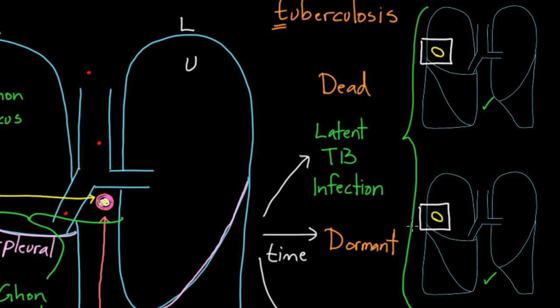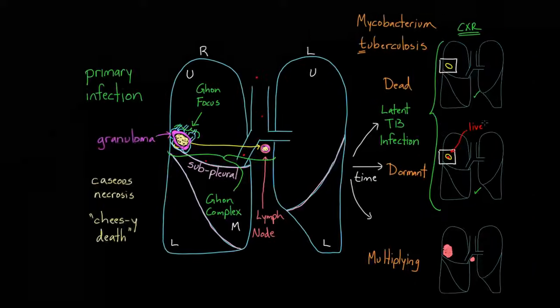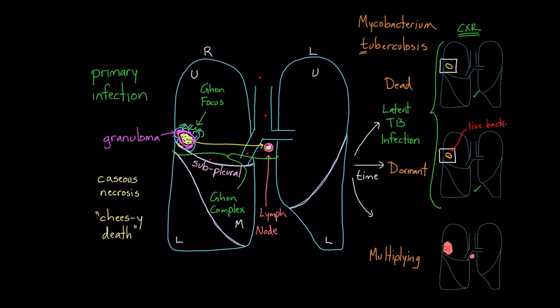You'd see macrophages, and in the top case where there are dead bacteria, the macrophages would look healthy and happy. And in the case where you have dormant bacteria, you would actually see some bacteria there, some red live bacteria. So that's the key difference between these 2 situations. But again, both of them we call latent TB infection.